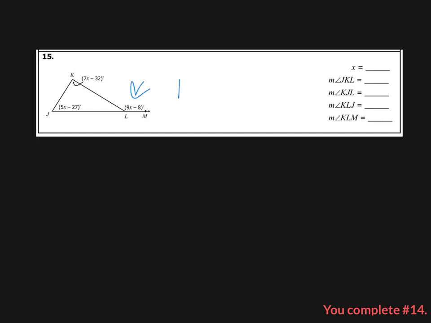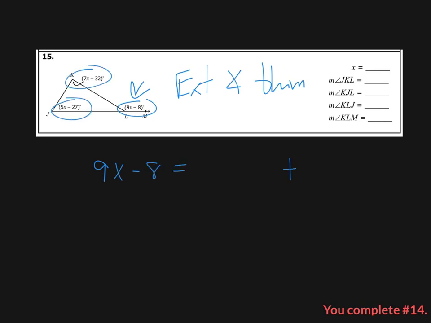This has to do with the exterior angle theorem. And what that theorem says is that this exterior angle, 9x minus 8, is equal to the sum of the two non-adjacent interior angles, which is 5x minus 27 and 7x minus 32. Now this one's a little bit more complicated on the algebra scene. I got my 9x minus 8 on the left side, but then I'm going to combine terms on the right side before I go using inverse operations. So I come up with 12x minus 59.